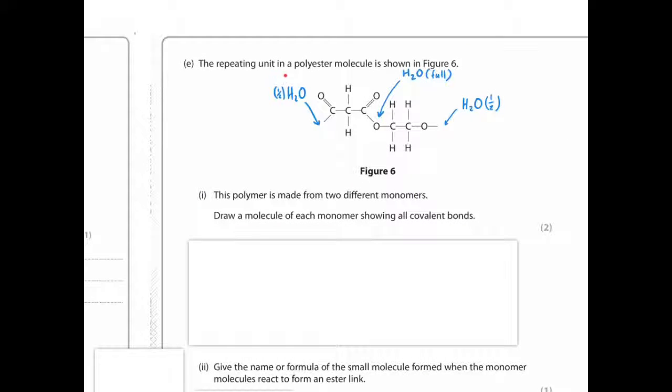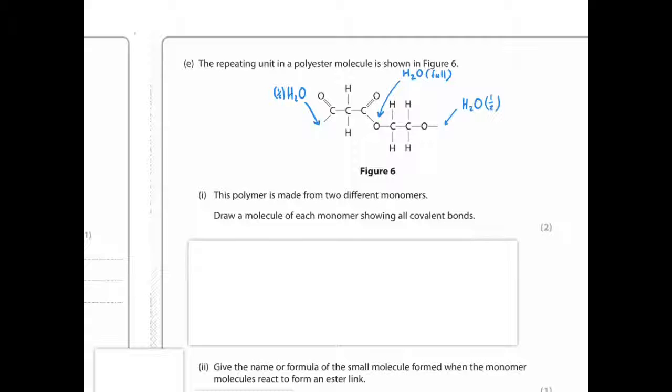The repeating unit in a polyester molecule is shown in figure 6. The polymer is made from 2 different monomers. Draw a molecule of each monomer showing all covalent bonds. So what you've got to imagine is that the water molecules that were released to make these bonds are now added back in, and these molecules are separated out. Now this is a repeated link, so this would continue this way from this. So imagine this bit was now bonded here, and to this bit there'd be another one of these units bonded here, so they keep repeating on and on. So the water molecule will be split this way, but this one would be a full water molecule added back.